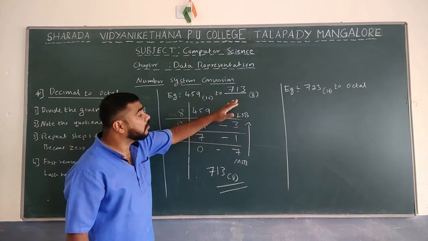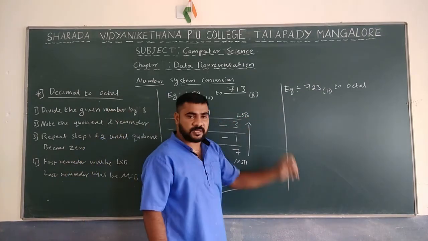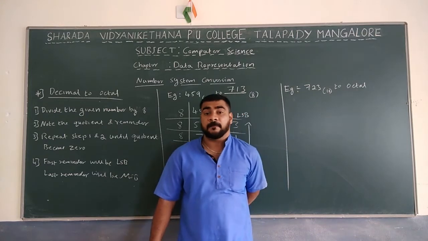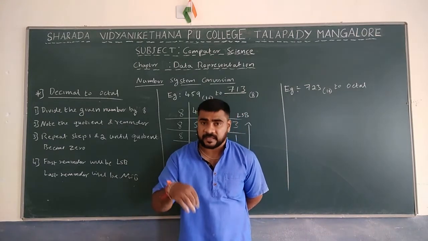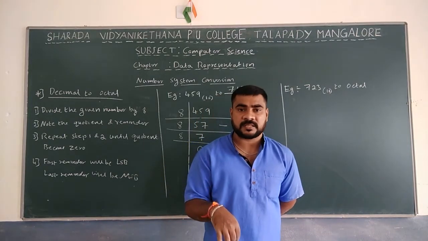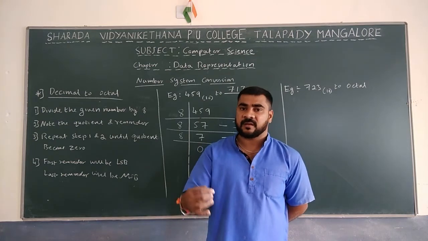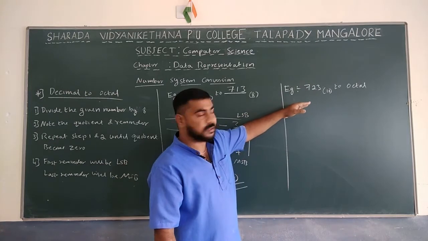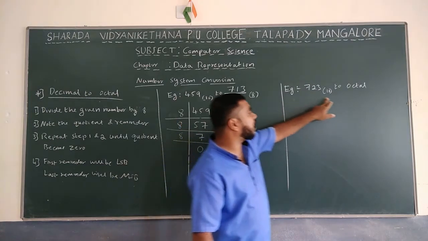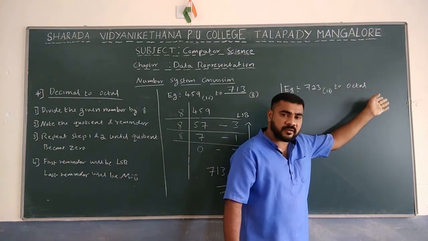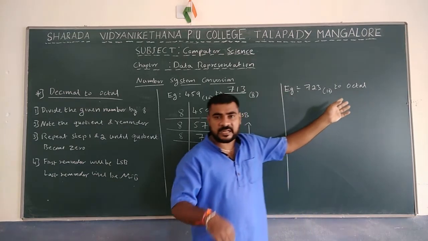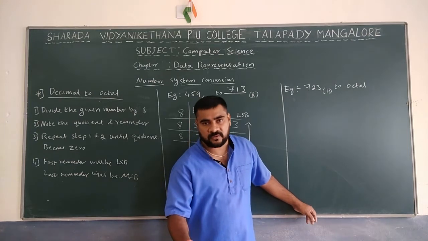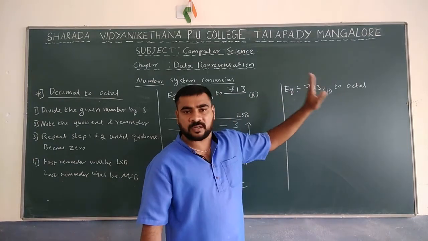I think you understood. We'll take one more example: 723 base 10. Whenever base 10 is given, that number is a decimal number. That decimal number should be converted to octal. Sometimes they will give it as base 8, and you have to convert to base 8. Base 8 means octal, or sometimes they will simply say octal.